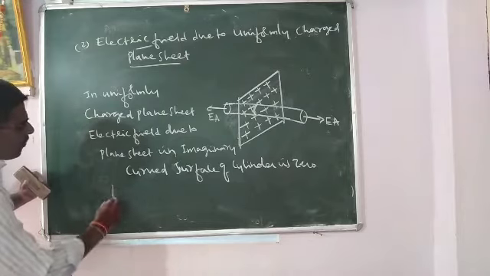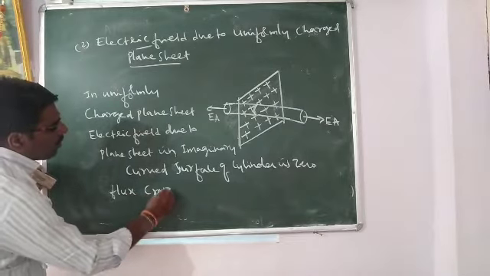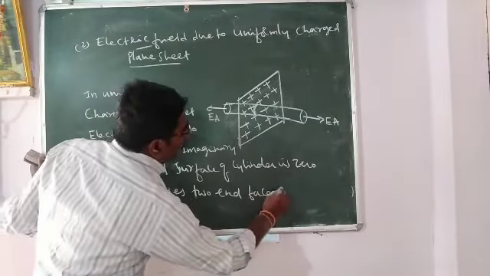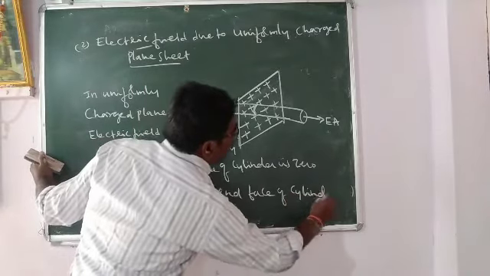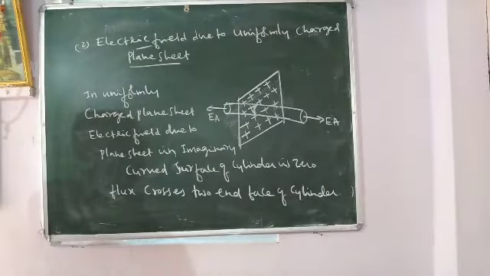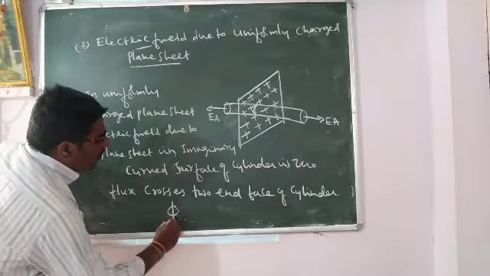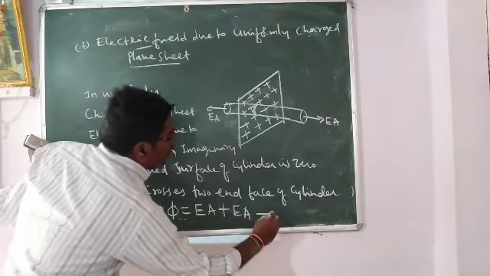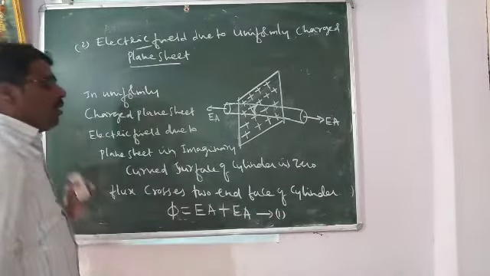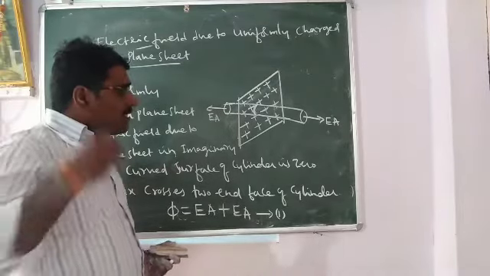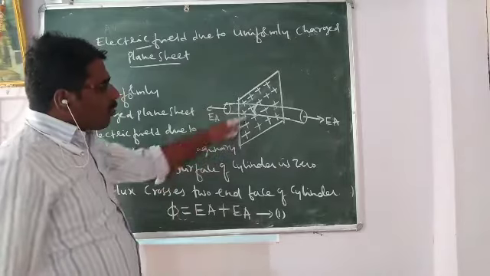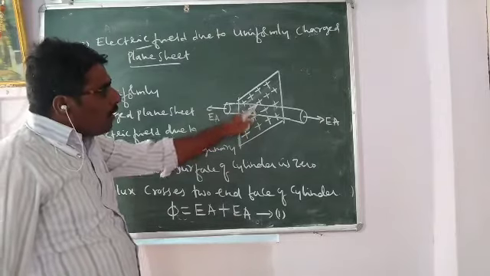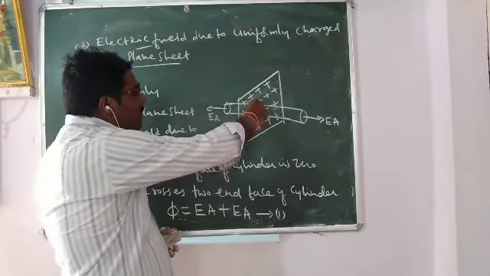Only flux crosses the end faces of the cylinder. The flux crossing only the end faces of the cylinder is phi equal to E into A plus E into A. This is equation 1. Along the curved surface of the cylinder the flux is 0. There is no flux across the curved surface, because the angle between E and delta S in this region is 90 degrees.